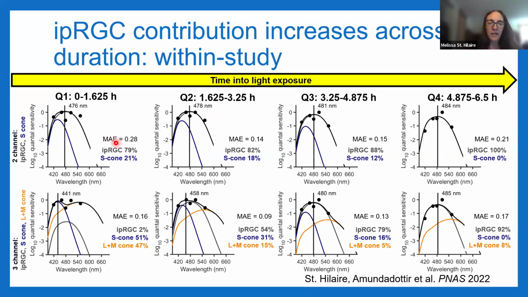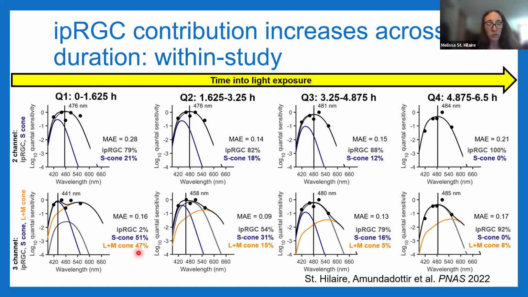But what we found was that in general, the 3-channel system provided a better fit than the 2-channel system with just the ipRGCs and S cones. We really did need to add that L plus M cone opsin to get better mean absolute errors. And the take-home message here is that early into the light exposure, in that first 90 or so minutes, there actually is very little contribution of the ipRGCs. Almost everything is coming from the cone system.